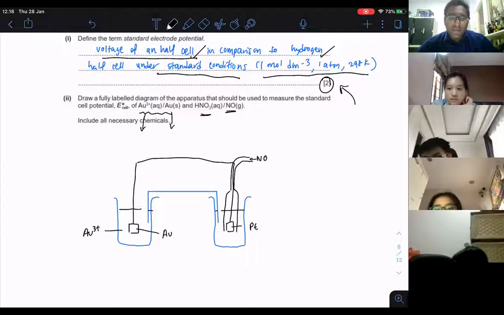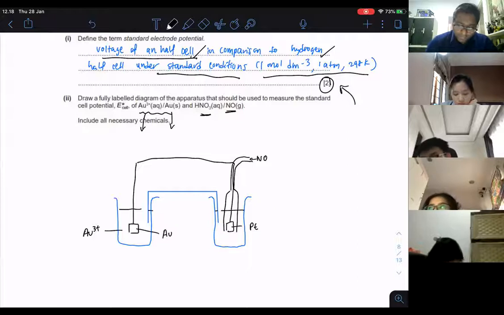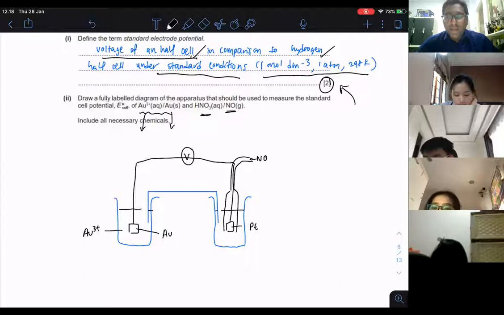I think the best way we can do is, I think this is fine also. Basically the platinum must be connected to what? Don't forget, yeah, voltmeter. Do we need a battery? Now this one is cell potential. It's a chemical cell. Chemical cell, no need battery. So you have this.